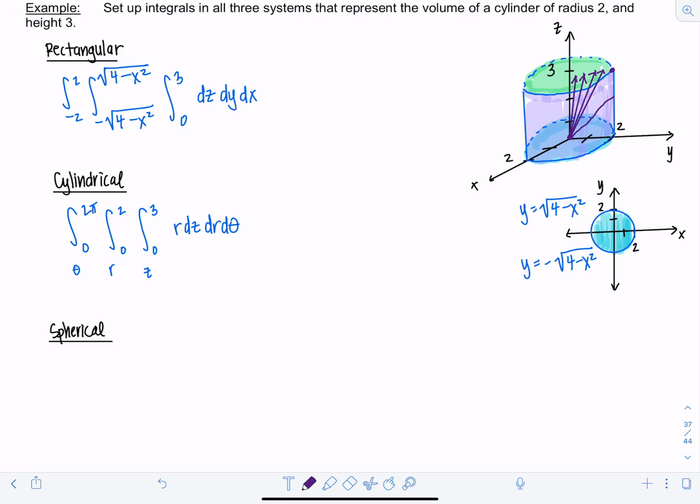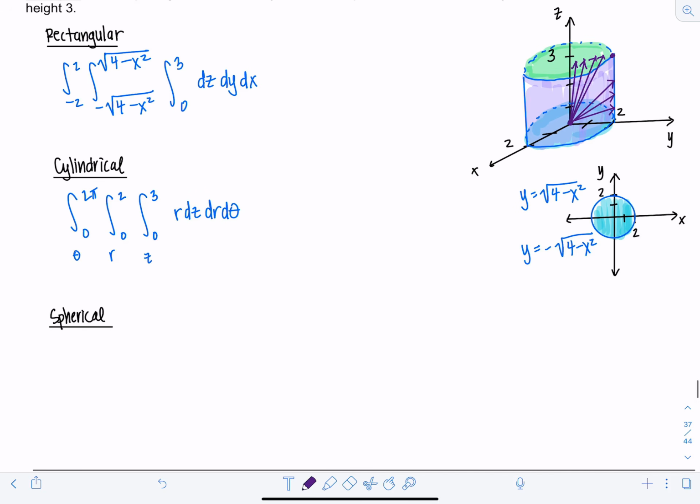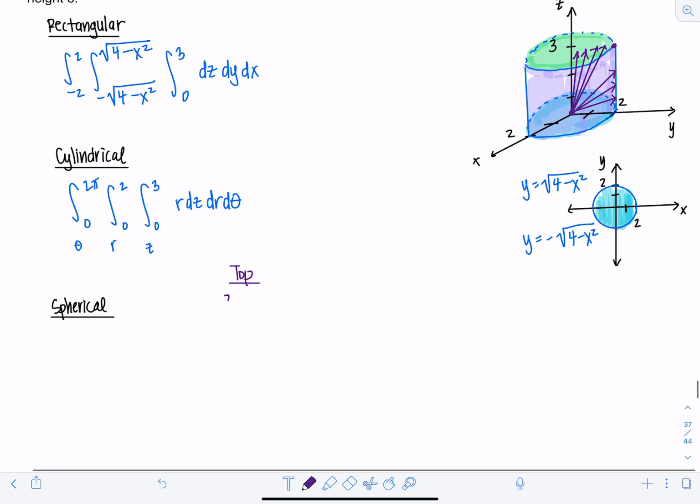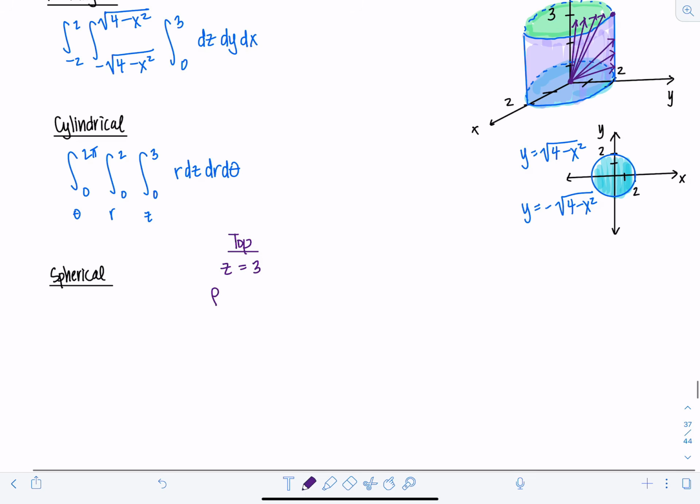And then what happens past that point? Well, now the side of the cylinder is determining the length of rho, and the side of the cylinder is given by r equals 2. So what I need to do is split up my integral because I have to split up how I define the limits on rho. The top of the cylinder, when it's determining rho, is given by z equals 3. In spherical coordinates, that would be rho cosine phi equals 3, so rho equals 3 secant phi.